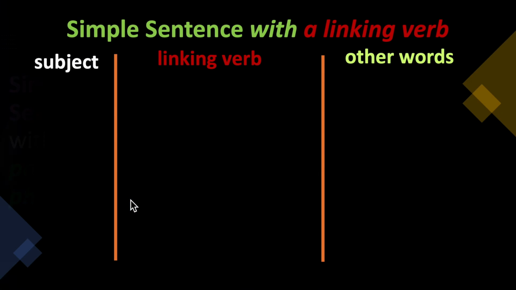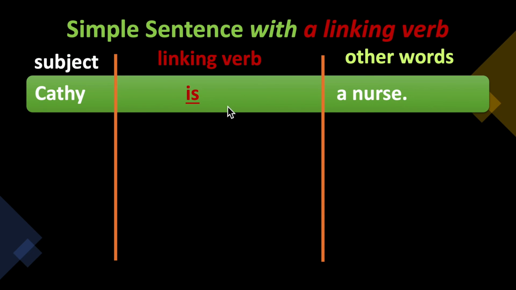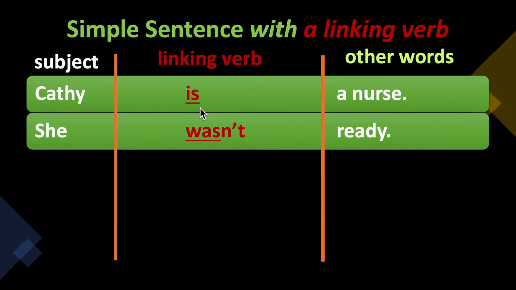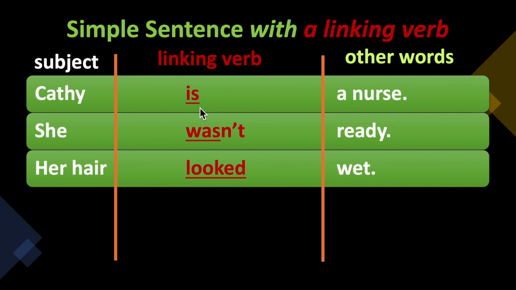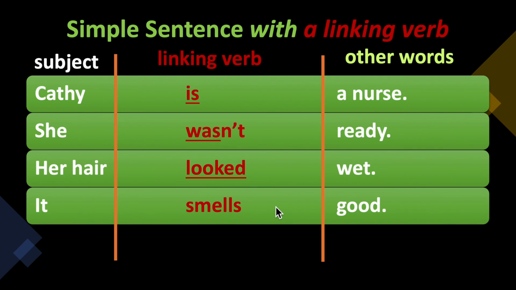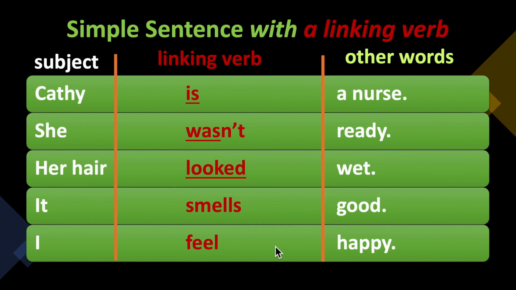Let's find out more. Simple sentence with a linking verb. How? Let's see. Kathy is a nurse. This is a linking verb. Likewise, we have she wasn't ready. Her hair looked wet. It smells good. I feel happy. So what we notice here is that a simple sentence can be formed with a linking verb as well.